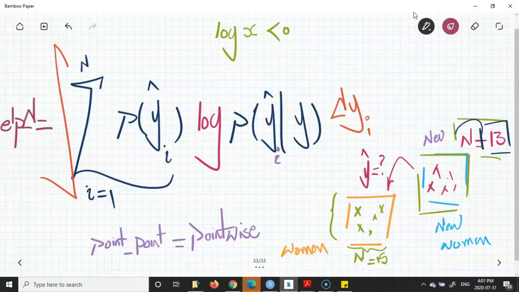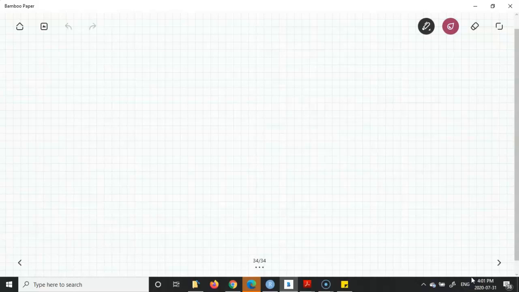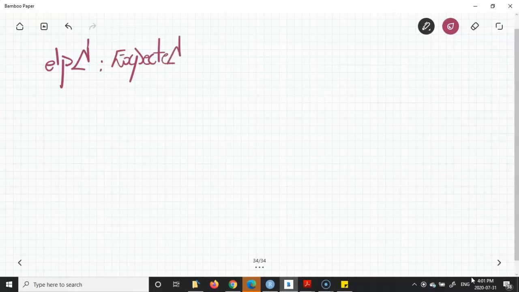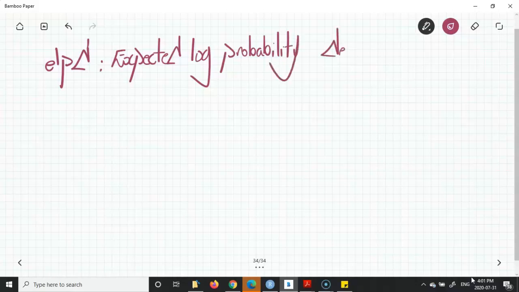Okay, and this ELPD, which I'm going to explain in a minute, stands for expected log probability density, which is essentially the measure for the predicted accuracy of our model. Let me go to the next page and write it here. We said that the ELPD stands for expected. It's a complete theoretical number we assign to the model: log probability density.